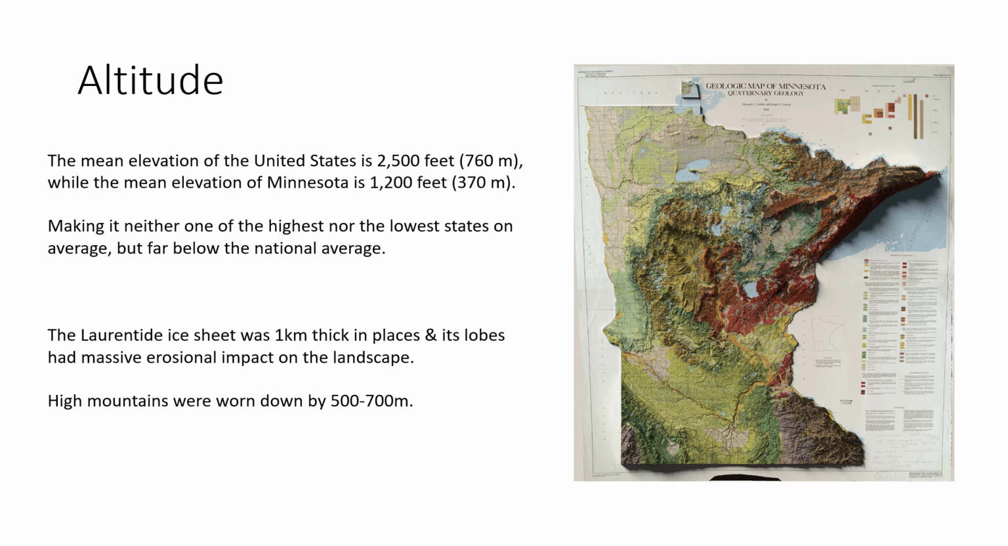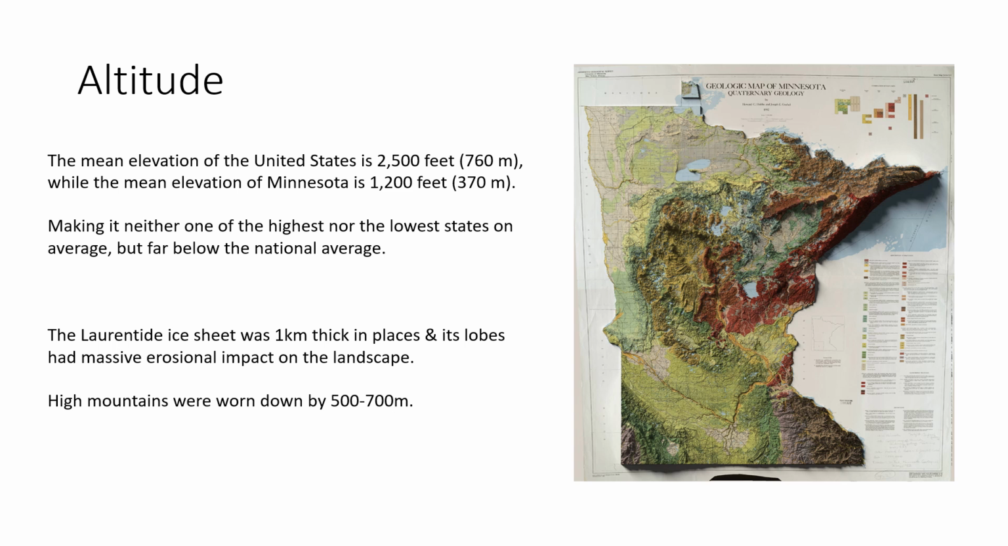What is interesting is that scientists have estimated that the Laurentide ice sheet, in places particularly where those lobes were, was potentially up to 1 kilometre thick, and the thickness of those lobes has eroded even those areas of high altitude by about 500 to 700 metres.